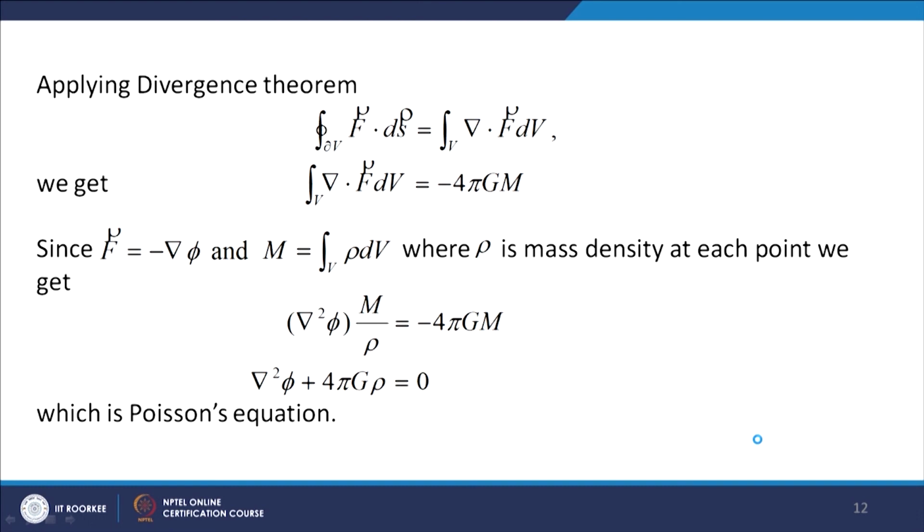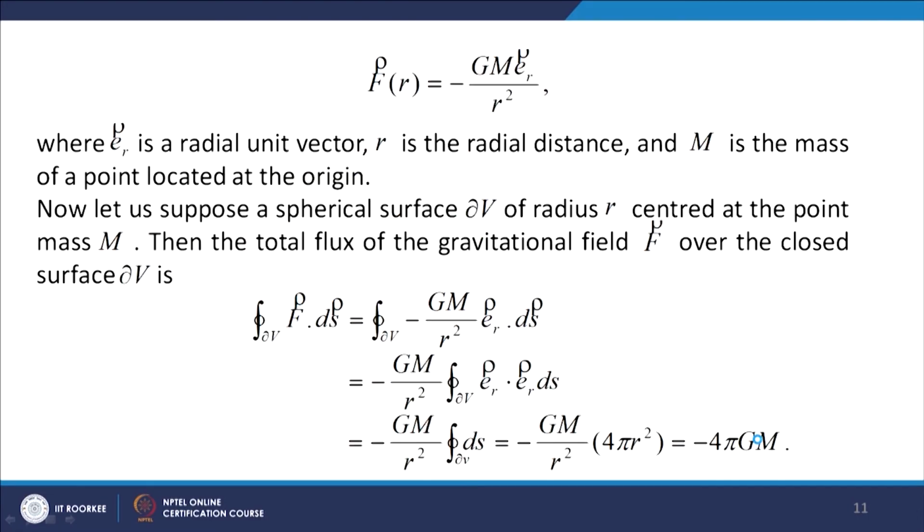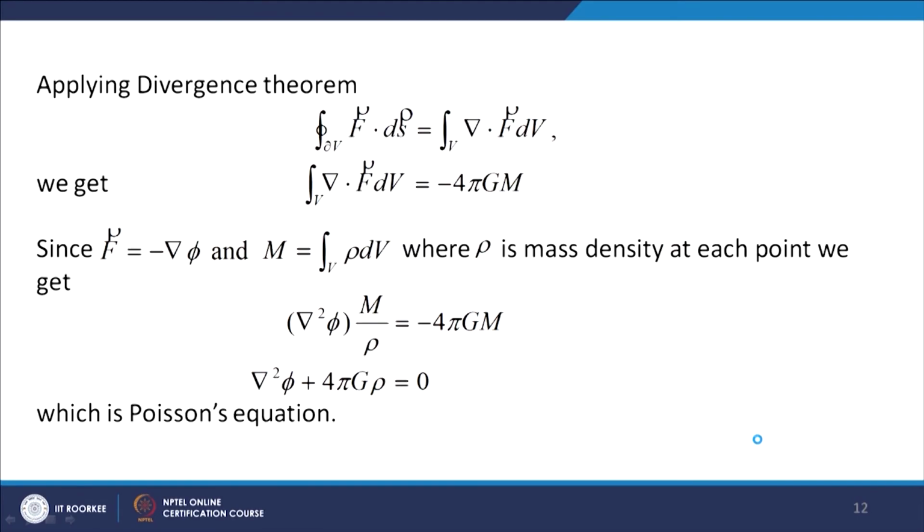So, what we have here, this integral over the spherical surface F dot ds can be converted to the volume integral of divergence of F dV. The integral over B of divergence of F dV is equal to minus, this surface integral we have already found, minus 4 pi gm. So, this volume integral becomes minus 4 pi gm.